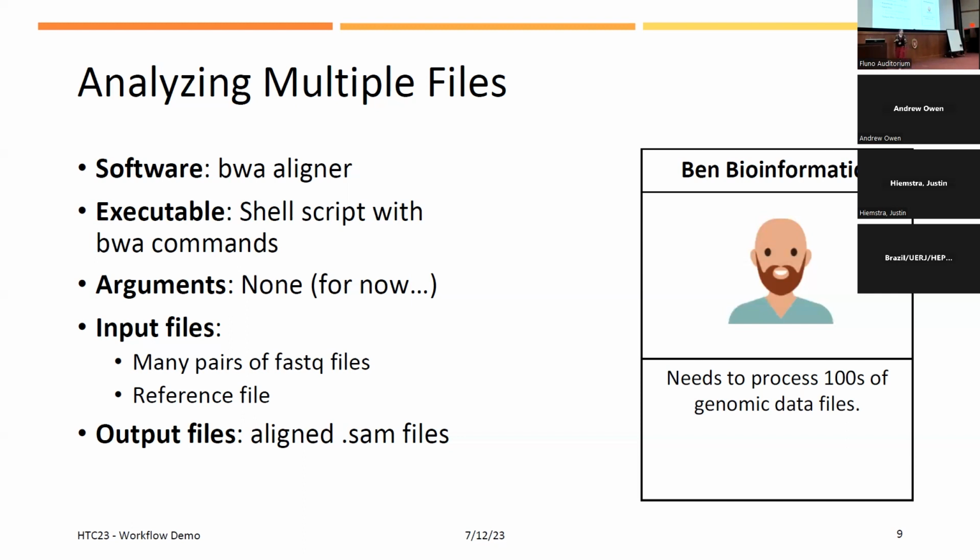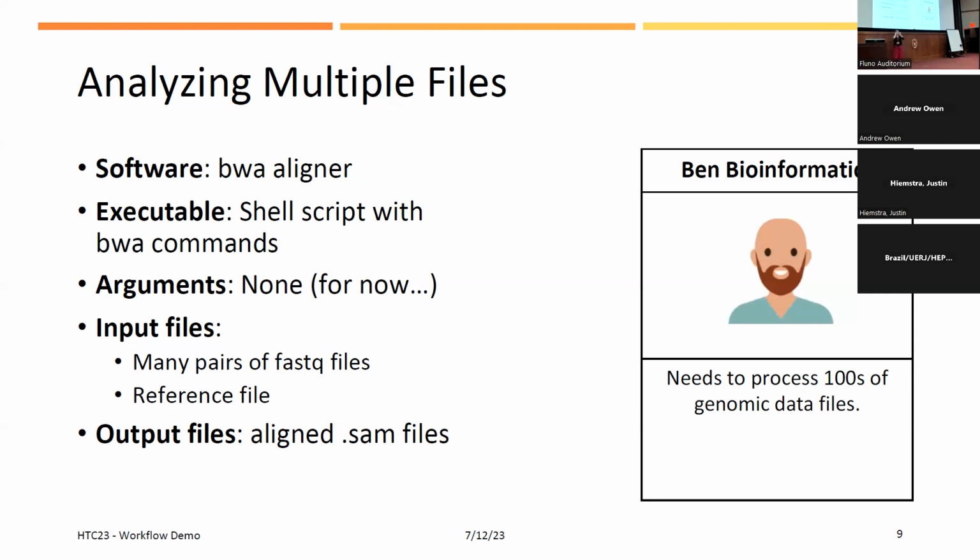And our input files: there's going to be that reference, that authoritative thing that we're comparing against, and then the input files, which are going to be in a FASTQ format. And then the output that's produced are these aligned .sam files. So it produces this comparison file in the .sam format.